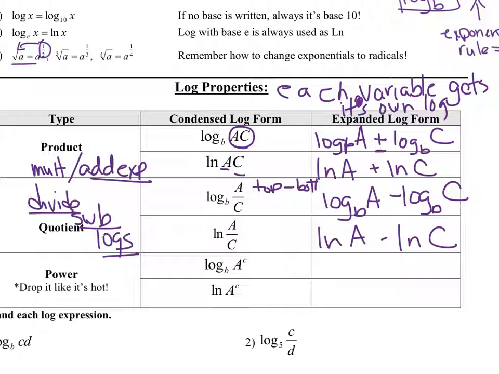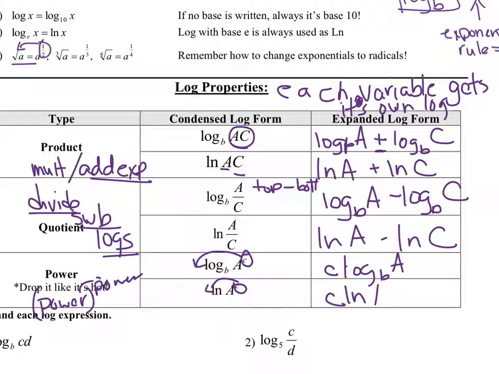I don't know why there's so many ln's here. And then, when we do a power to a power, we multiply exponents. So this exponent gets multiplied, and you can times the log. So it's c log base b of a. Mrs. Zamfini likes to say, drop it like it's hot. So this c comes out in front of ln of a.